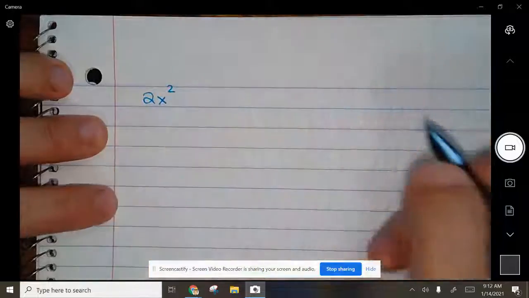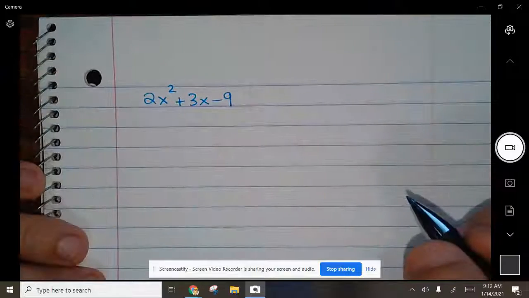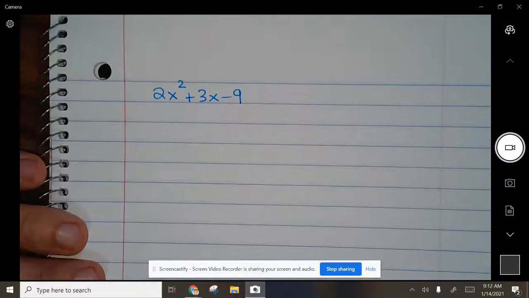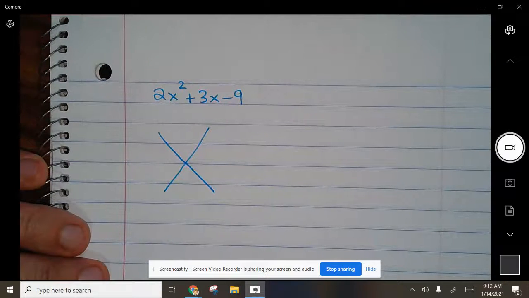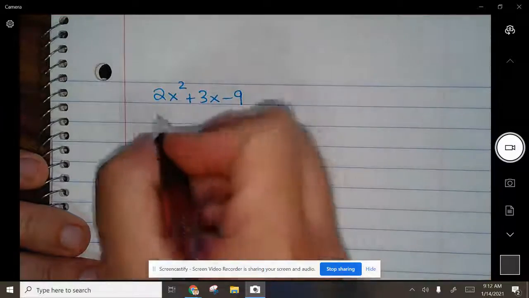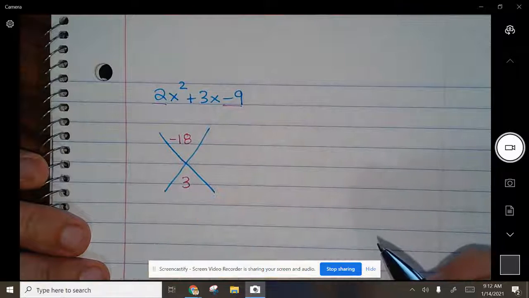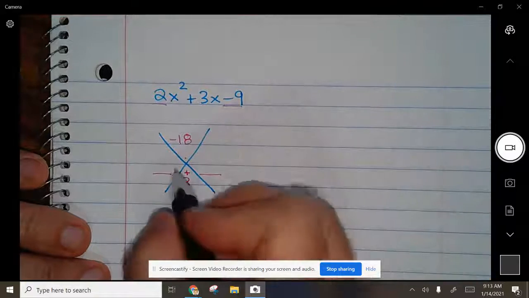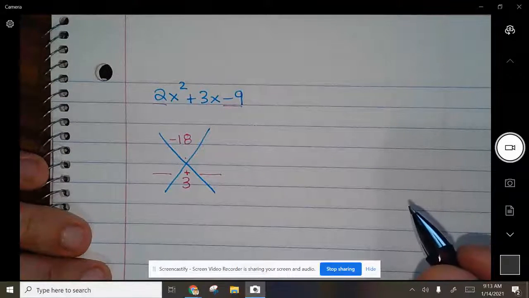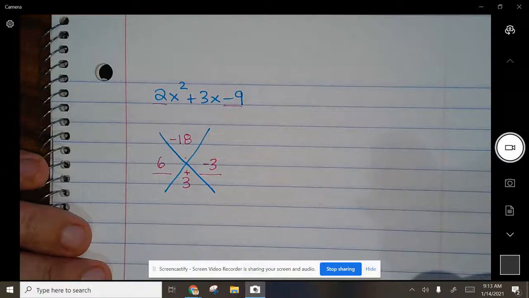Now, 2x squared plus 3x minus 9. Go ahead and try to factor this out. Figure out what's going to work here. You guys do this on your own. Try to get to an answer even, if you can. All right, 9 and negative 2 is negative 18. Positive 3 on the bottom, okay? What multiplies to negative 18 and adds to 3? Pretty easy. You can see 6 and 3. Positive 6, negative 3.